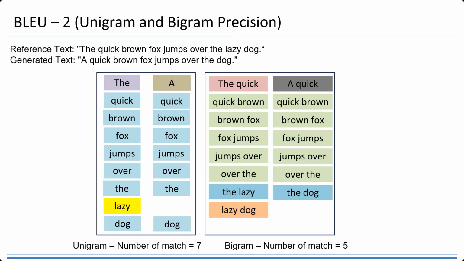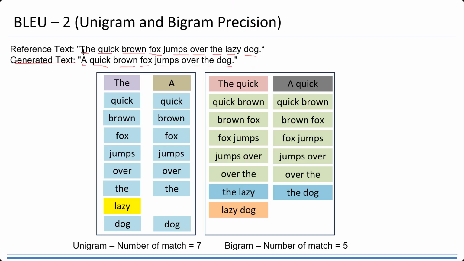Now, let's see this example. Let me just use the BLEU-2. Oh, sorry, this is the unigram. This is the bigram. Okay. This is unigram. This is bigram. Let's see a different example. I think on the internet there are many similar examples like this one. The reference is: the quick brown fox jumps over the lazy dog. The generated text or the summary is: a quick brown fox jumps over the dog.